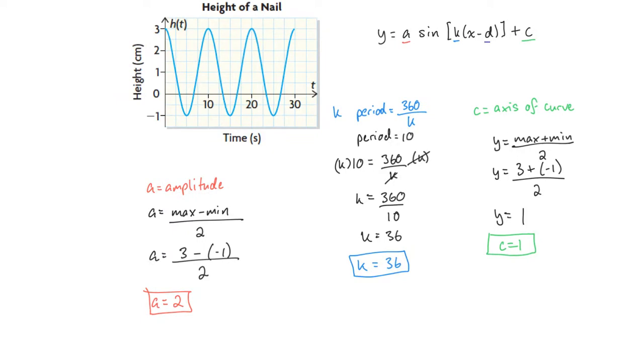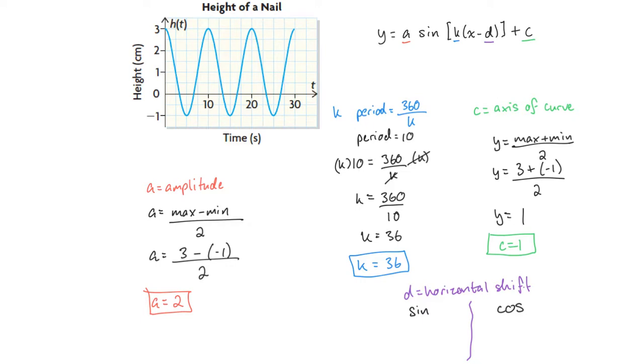And now let's identify d. So d is our horizontal shift. We would find d by just looking at our graph, but remember, we're doing a sine function and a cosine function. So we're finding two different values for d. Now it's going to depend on where you want your cycle to start.